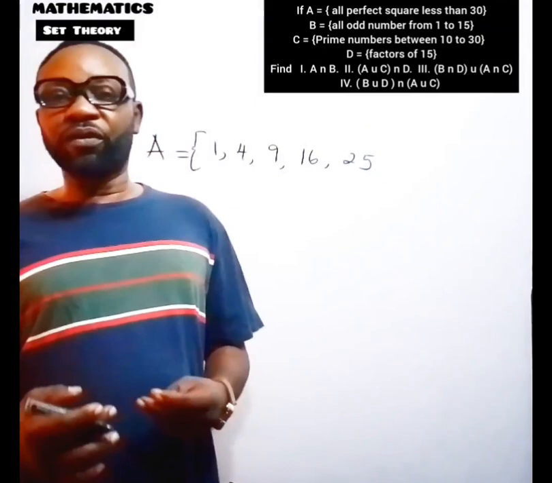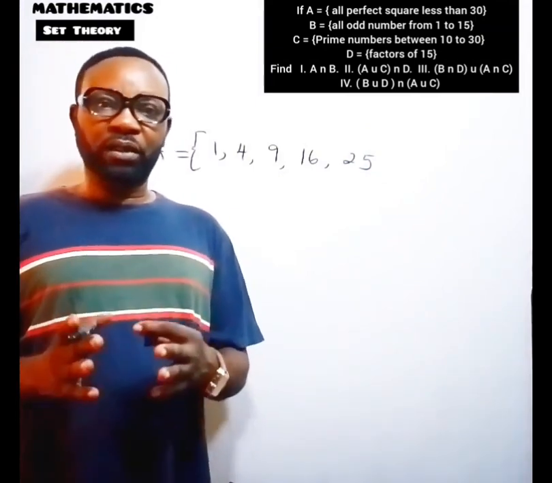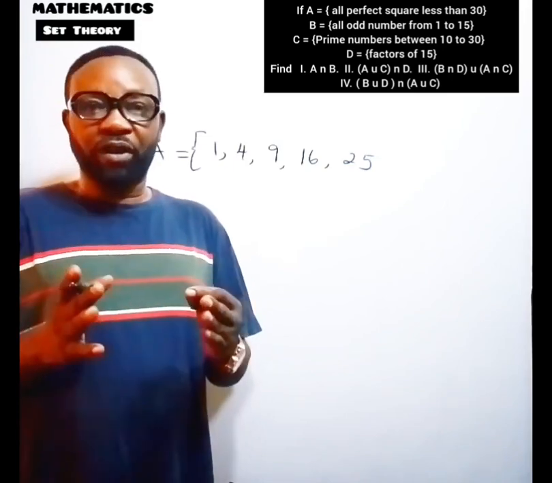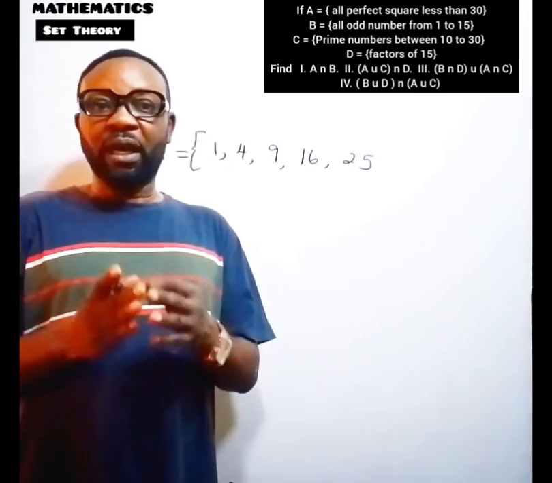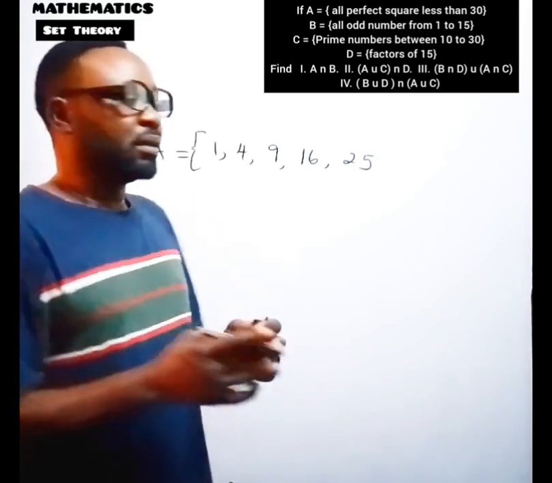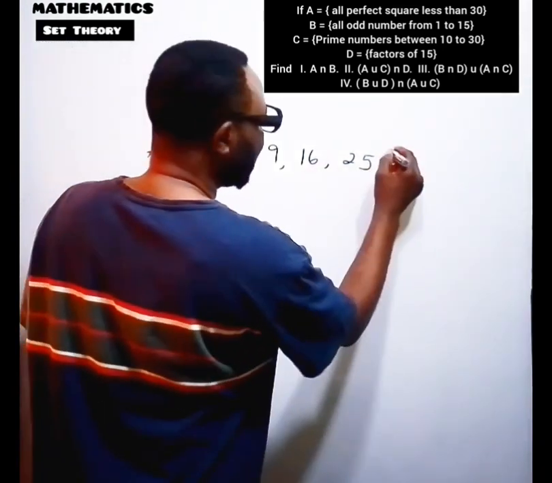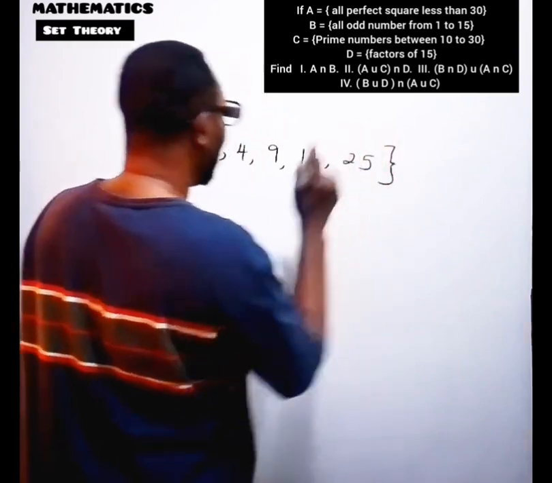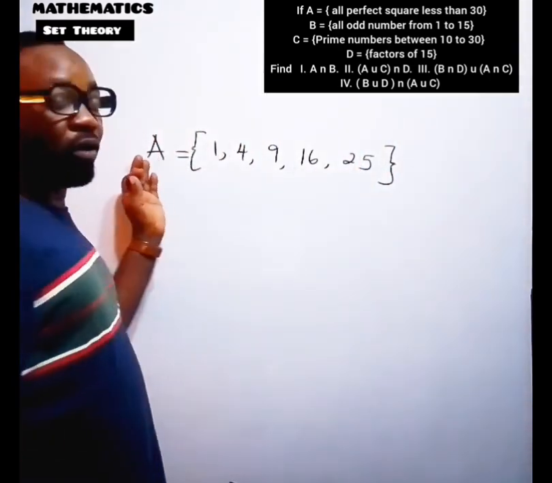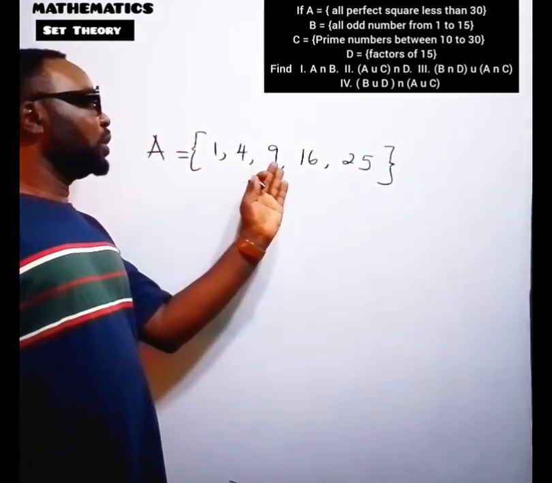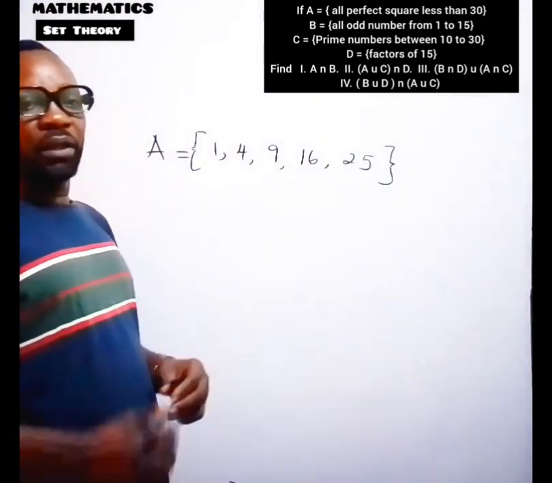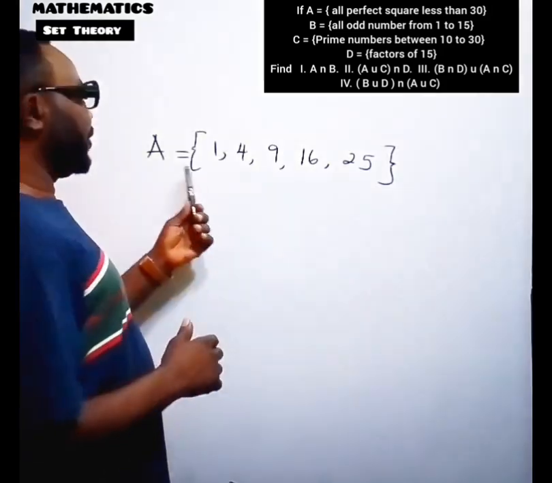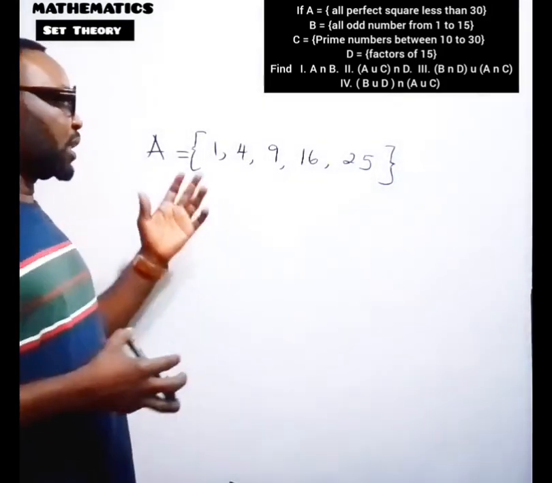And from the question given to us, we are only asked to look for all perfect squares less than 30. So we cannot include 36. So the perfect squares required, that is the set of A, are 1, 4, 9, 16, and 25. Those are the perfect squares that we have in the set given to us.